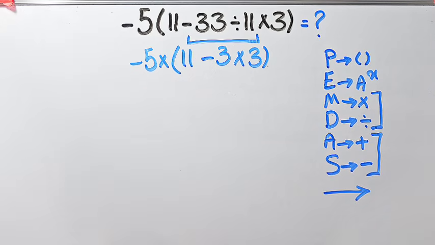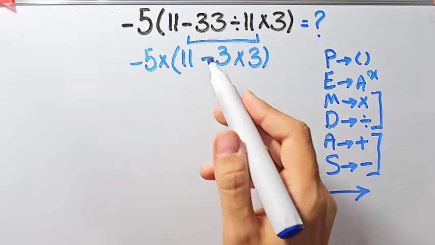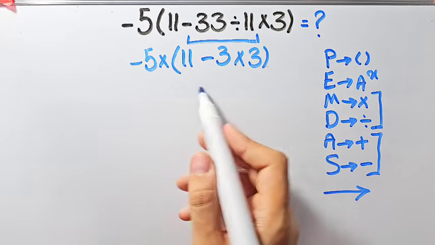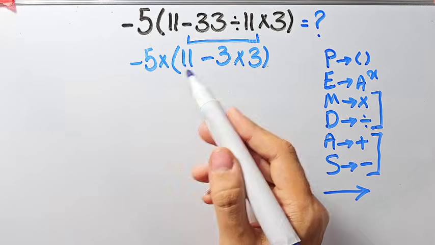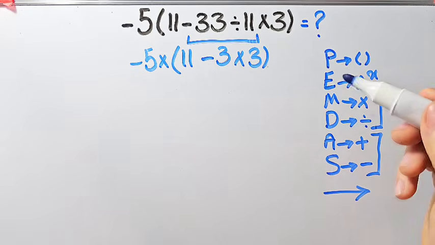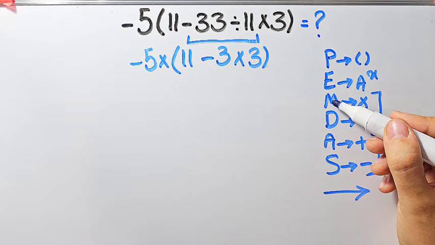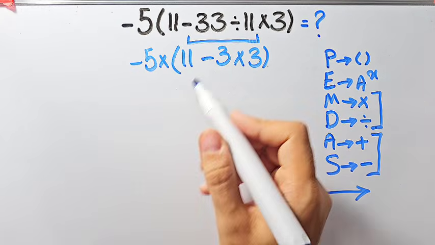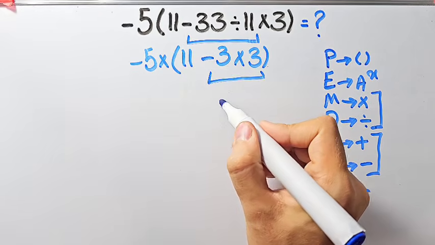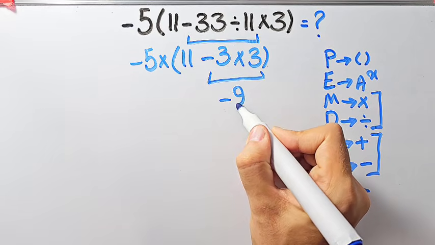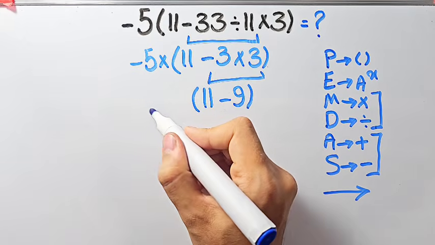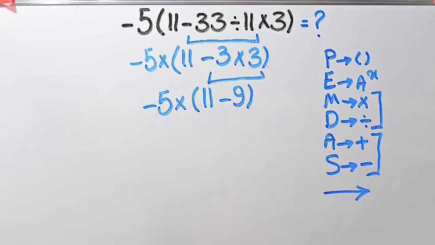Okay guys. Now we have multiplication, parentheses and subtraction. Again, according to the PEMDAS rule, first we simplify these parentheses. Inside these parentheses, we have subtraction and multiplication. Multiplication has higher priority than subtraction. So, first we simplify this multiplication. Negative 3 times 3 equals negative 9. Now we have 11 minus 9 inside these parentheses. The question is negative 5 times open parentheses 11 minus 9 close parentheses.